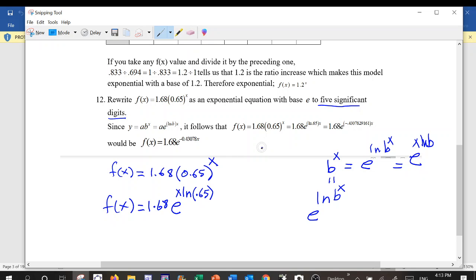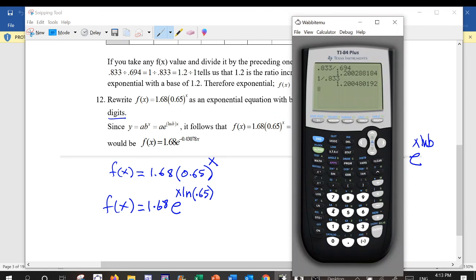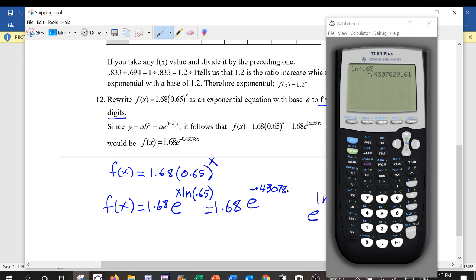So we're going to cut it off at 5 significant digits. We're going to find ln 0.65 with a calculator. So what is ln 0.65? It's negative, so it's going to be 1.68 e to the negative 0.43078 x, right? So that's 5 significant digits.